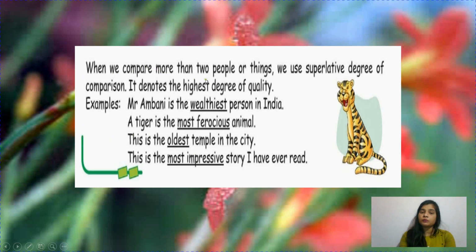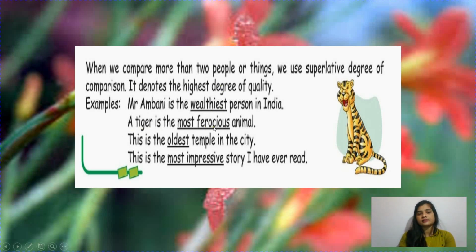When we compare more than two people or things, we use the superlative degree of comparison. Children, it is the highest degree of comparison. It denotes the highest degree of quality. Example: Mr. Ambani is the wealthiest person in India. Means he is the richest person, children. There are so many people in India, but he is the wealthiest. So we have used here the highest degree, meaning the superlative degree of comparison.